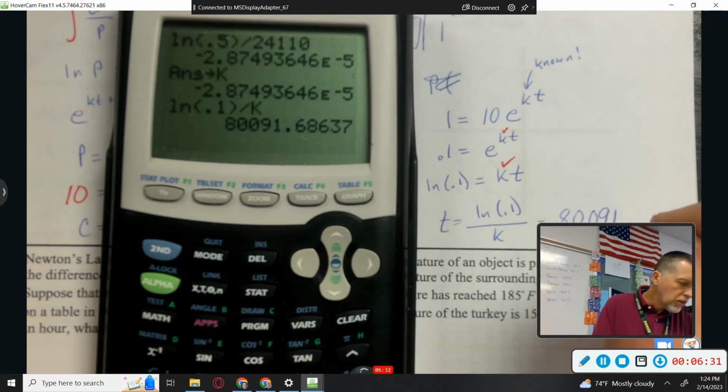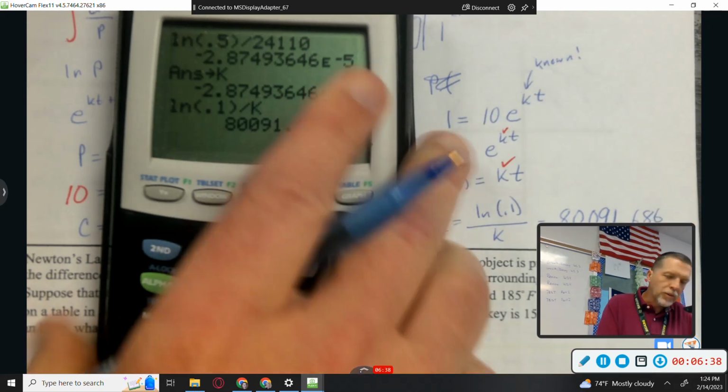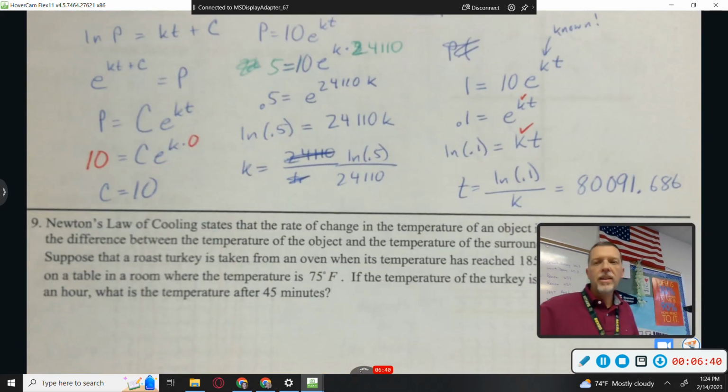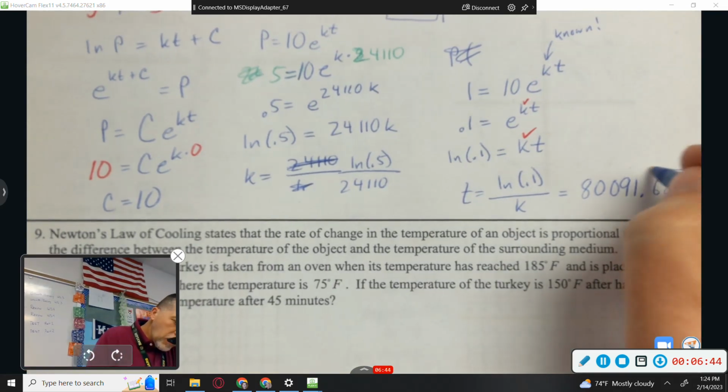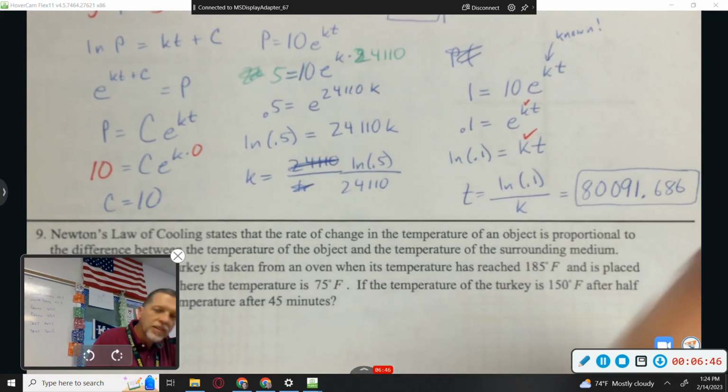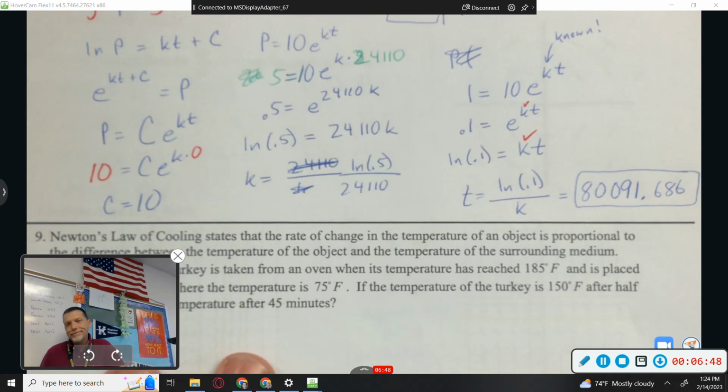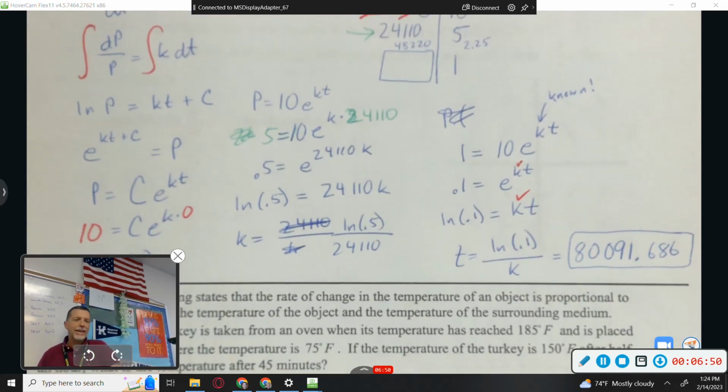80,091 years. Again, it's supposed to be 3 decimals. 0.686. Seems weird they would want that one to 3 decimals, but right. 80,000 years from now, do we care about 0.686 years? I mean, depending on how many people have cancer, maybe. I guess. Who's left at that point?